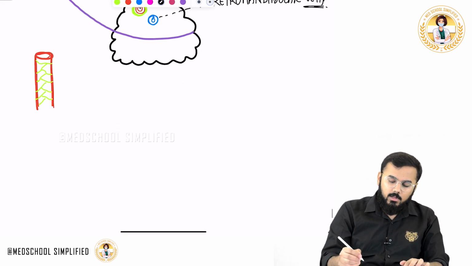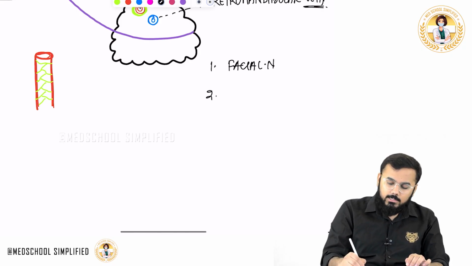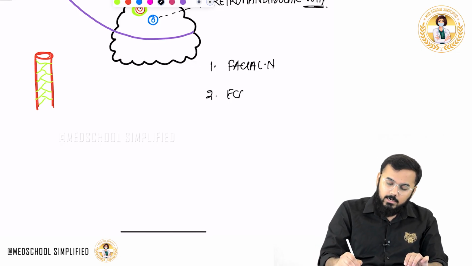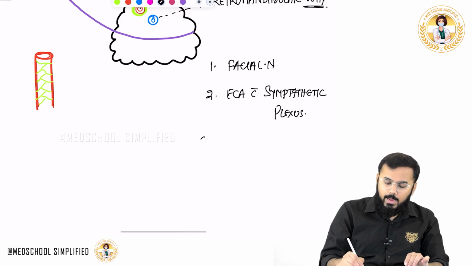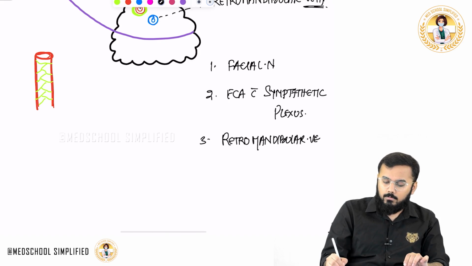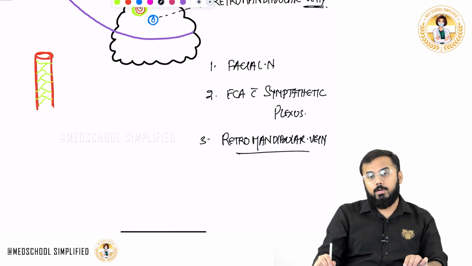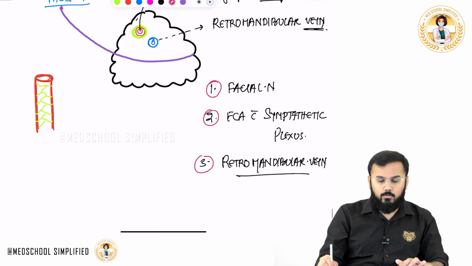So if I ask you what structures are located within the parotid gland, what will you tell? First important structure is your facial nerve. Second important structure is your external carotid artery with sympathetic plexus. And third important thing is your retromandibular vein. So these are the three important structures located here.